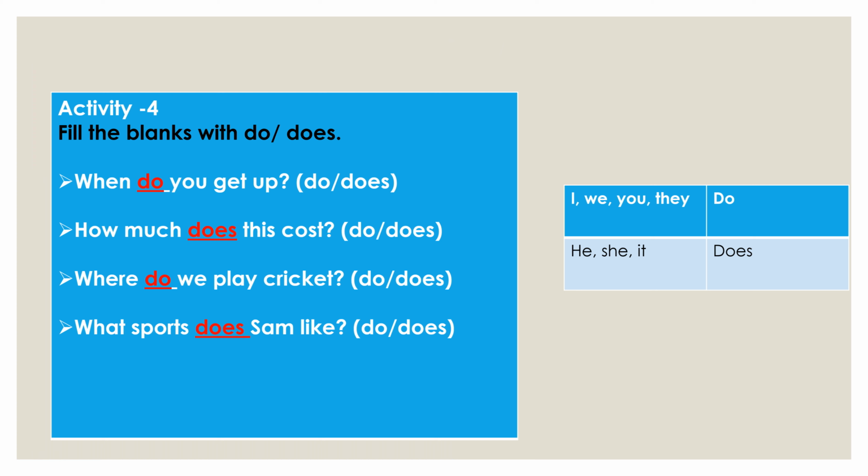Activity 4. Fill in the blanks with do or does. When dash you get up? What is the subject here? Here, the subject is you. It's a plural subject, right? So, we need to add do. When do you get up? How much dash this cost? How much does this cost? Where dash we play cricket? Where do we play cricket? What sports dash Sam like? What sports does Sam like?